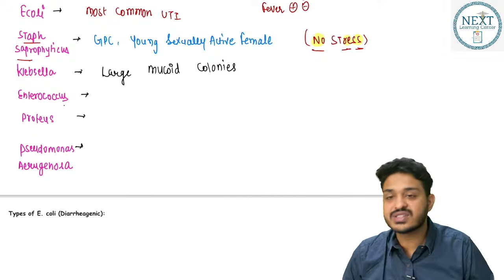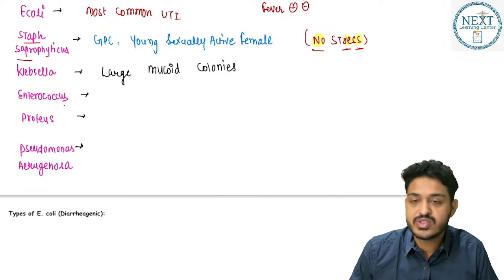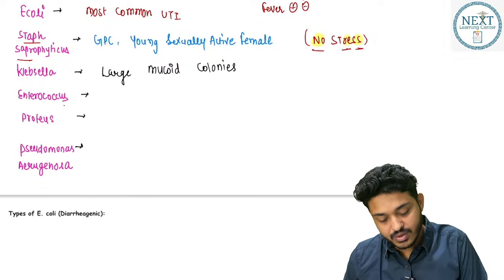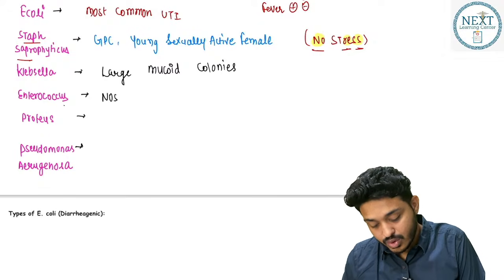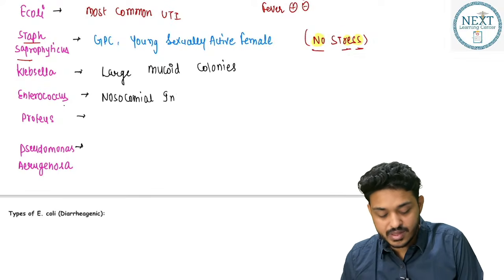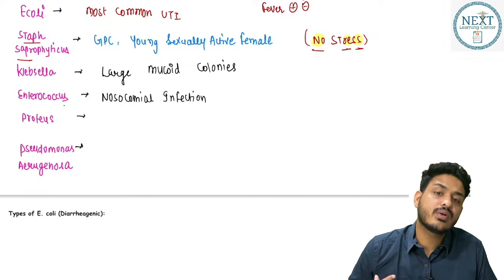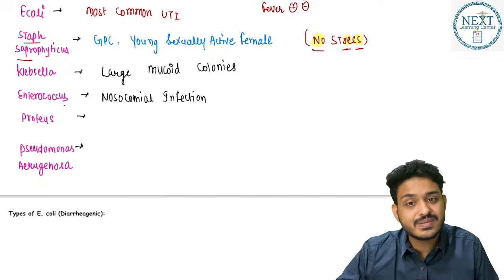This enterococcus infection you can get after hospital admission, right? And after hospital admission, what do we call it? We are going to call it a nosocomial infection, right? So this is going to be the most common nosocomial infection that you are going to get. And remember, this enterococcus is also drug resistant because it is present in the hospital.